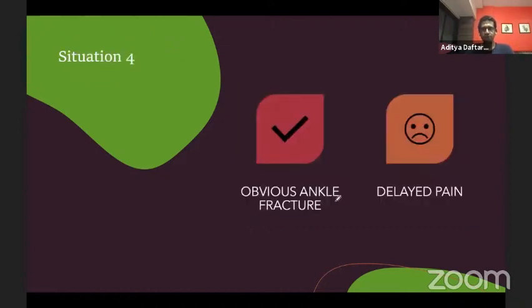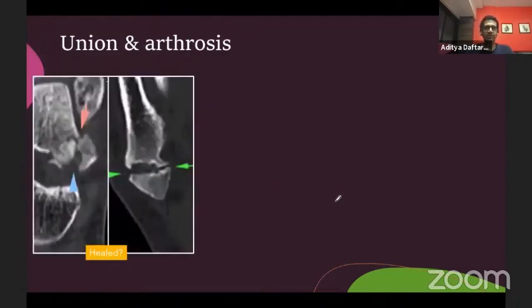Moving to the fourth situation, you have an obvious ankle fracture, and now you have delayed pain. Why would you go ahead and do a CT? So the first thing you obviously want to know is, has this fracture healed, right? We see plenty of fractures like this lateral process talar fracture, which has not healed, or this fifth metatarsal base fracture, which has not healed.